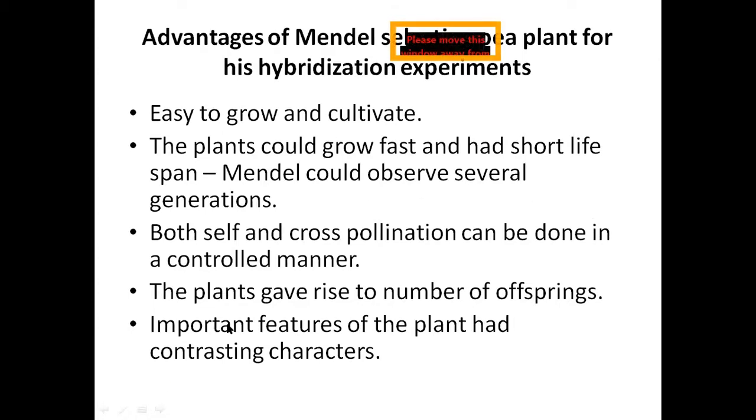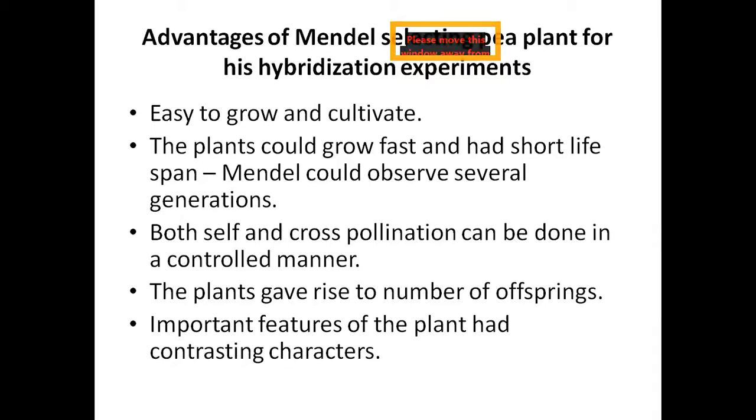Mendel selected the pea plant Pisum sativum for his hybridization experiments. Mendel was lucky in selecting this plant. What features were luckily present in the pea plant which helped Mendel propose the laws of genetics? First of all, pea plants are very easy to cultivate and grow. The second thing is that they grow very fast and their lifespan is very short. Because of this, Mendel was able to study the variation in characters over several generations.